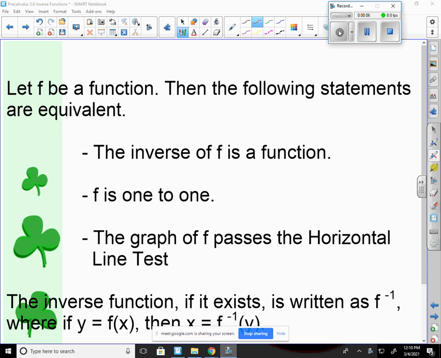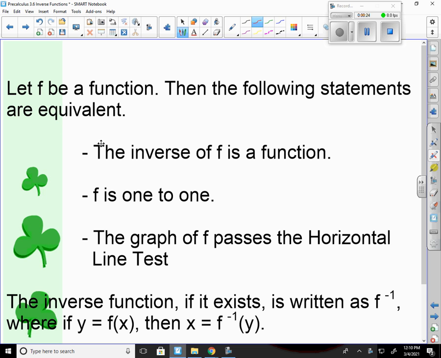Let f be a function, then the following statements are equivalent. The inverse of f is a function, f is 1 to 1, and the graph of f passes the horizontal line test. That means that all of these things are true, because they're all the same thing.